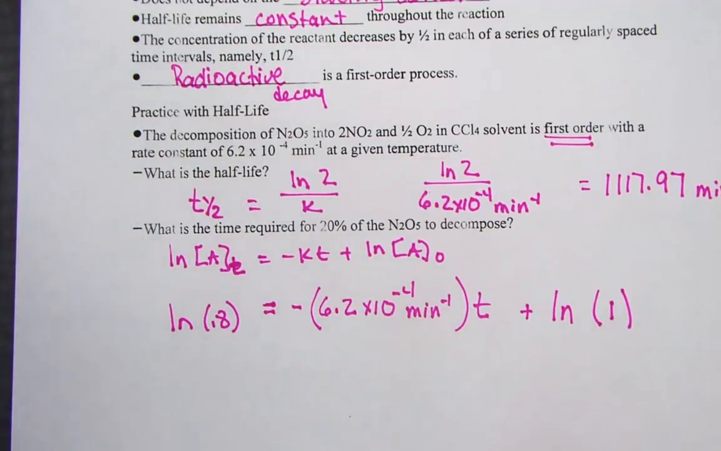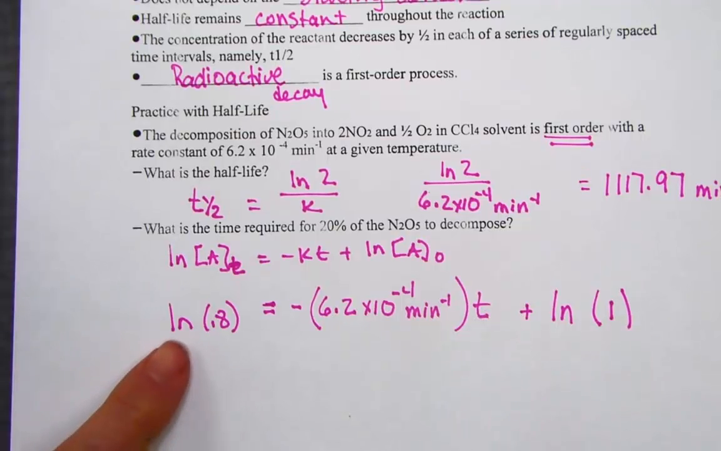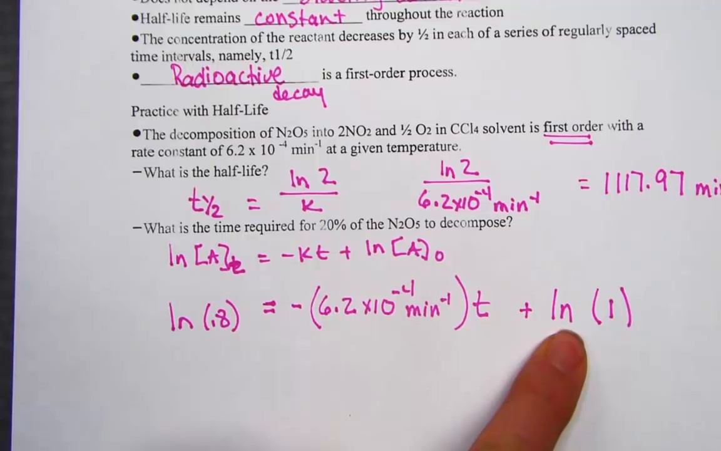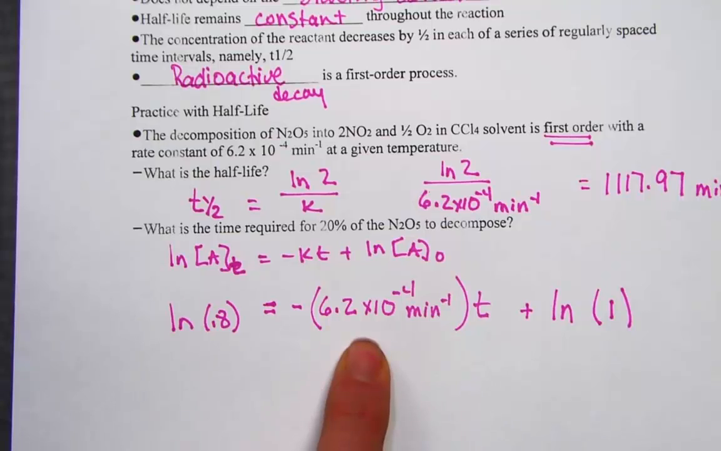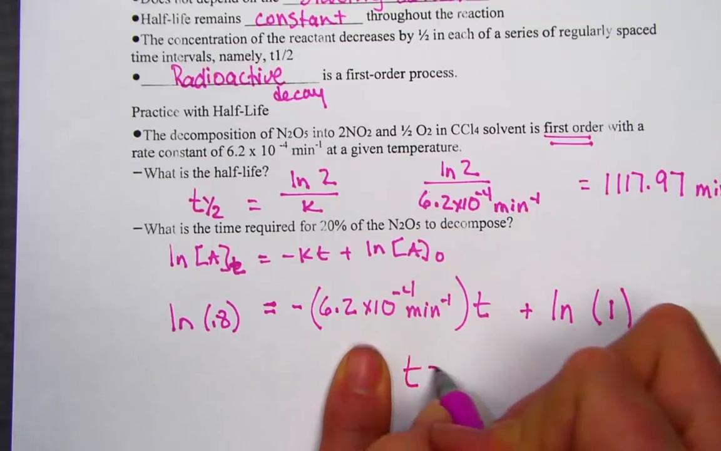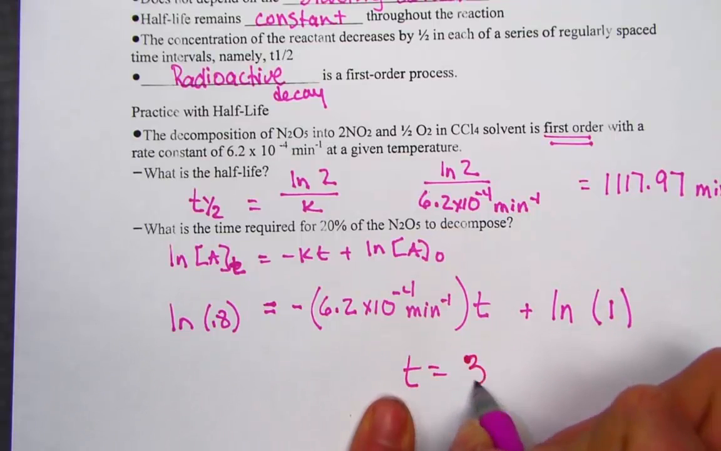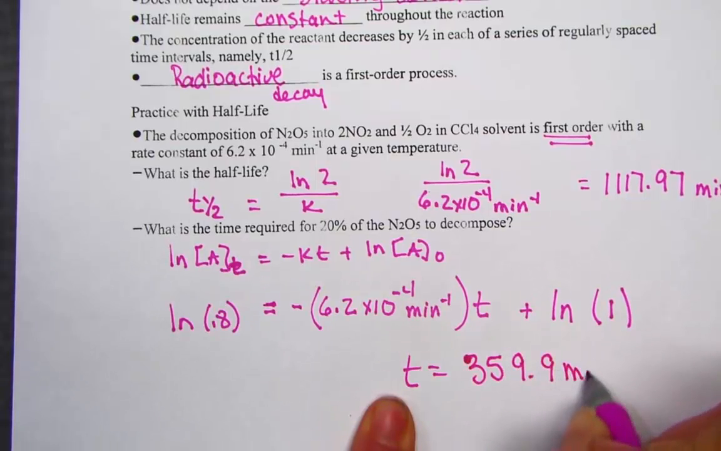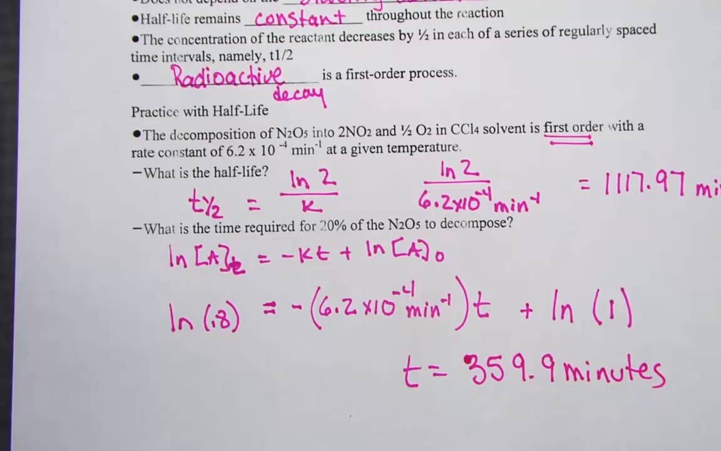Let's simplify this, pulling out for time. Again, I would hit the natural log of 0.8 minus the natural log of 1, divided by negative 6.2 e negative 4, close parenthesis. Time here, 359.9 minutes. Minutes matches the unit on the K value. Let's pause.